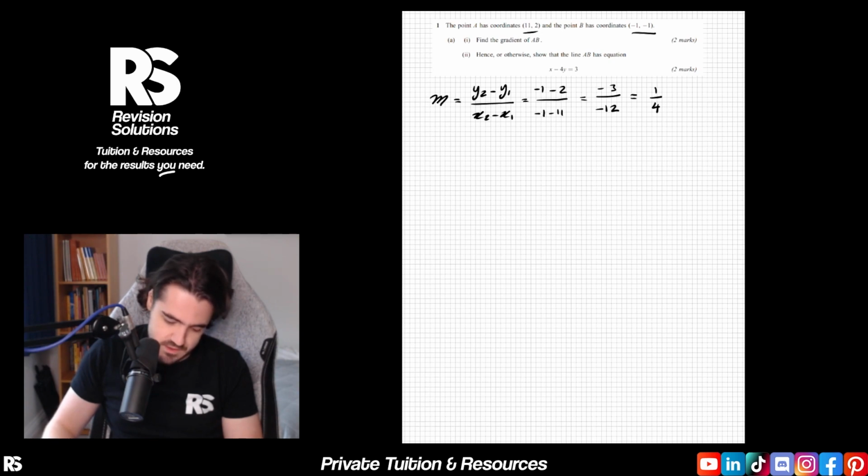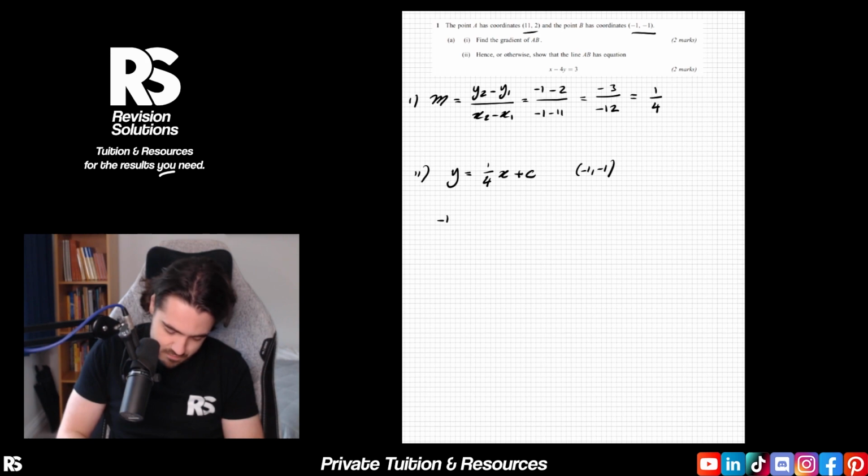Part 2 then says, hence or otherwise show that the line AB has the equation of that form. Well, for part 2 then, we know already that the equation must have the form y equals a quarter x plus c, and to find the c we can just simply sub in any of the points A or B as they're going to lie on the line. So let's pick (-1, -1). So subbing that in, we'd have -1 would equal a quarter of -1 plus c. So to find c then, we're going to have -1 plus a quarter, which would be -3/4.